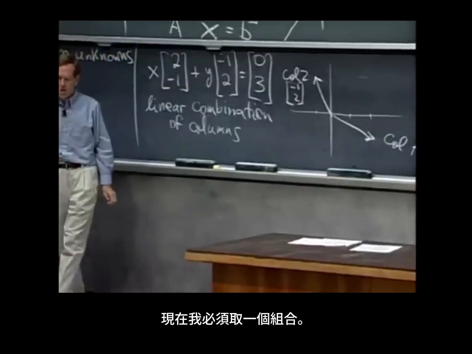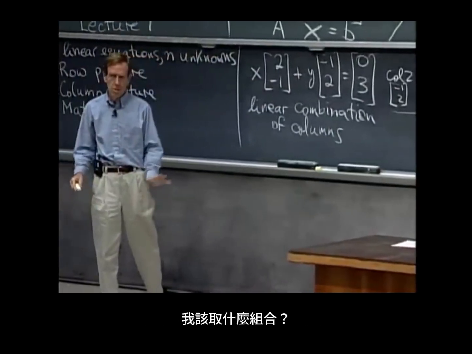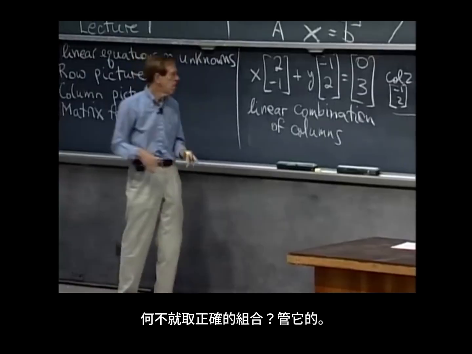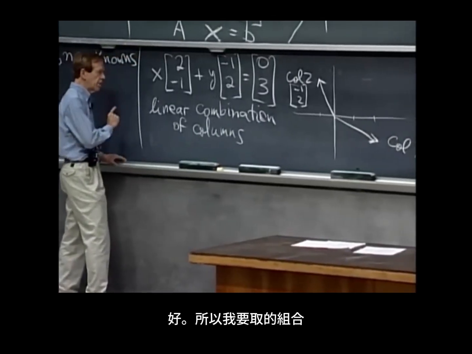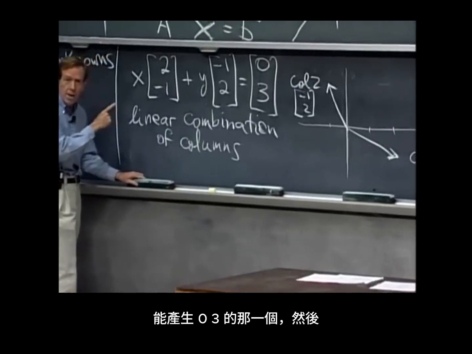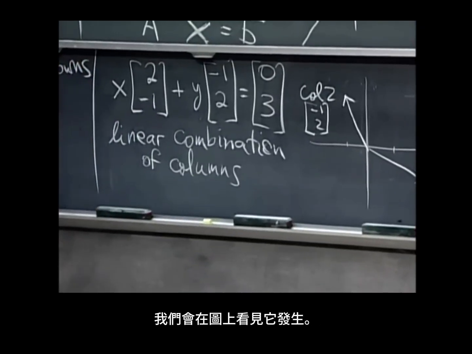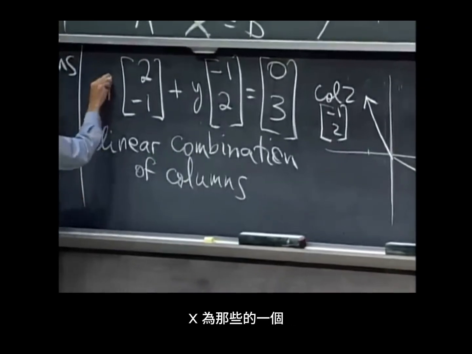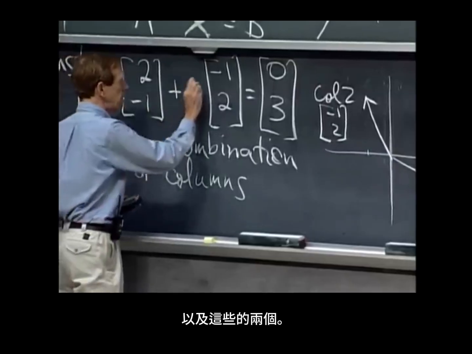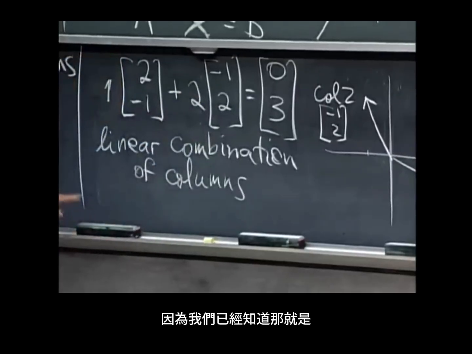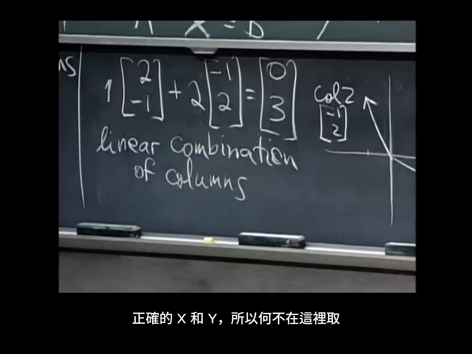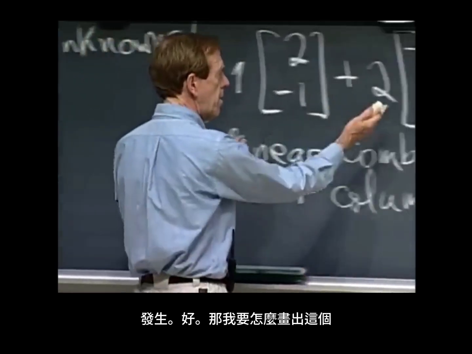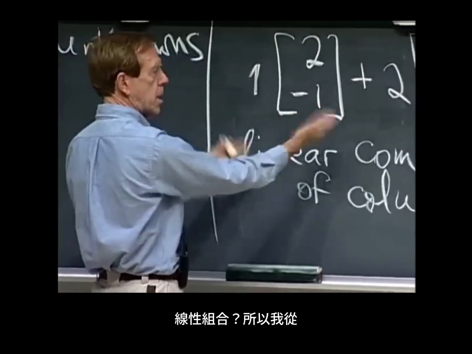Now I have to take a combination. What combination shall I take? Why not the right combination? What the hell? Okay. So the combination I'm going to take is the right one to produce 0, 3, and then we'll see it happen in the picture. So the right combination is to take x as one of those and 2 of these. It's because we already know that that's the right x and y, so why not take the correct combination here and see it happen?